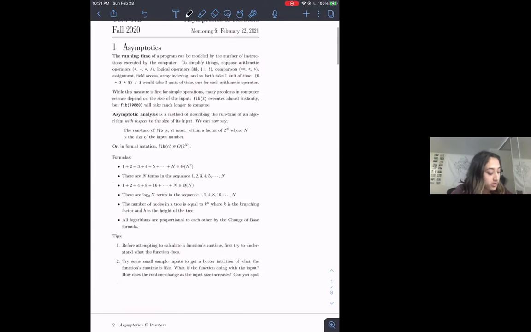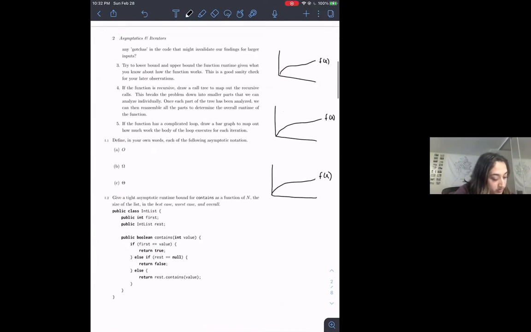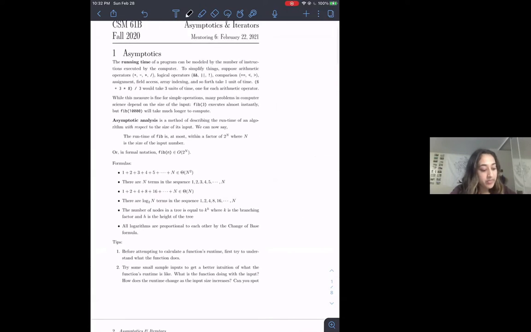Cool, so the first question asks you to define in your own words each of the following asymptotic notations. So here we have big O, omega, and theta. Before we jump into this problem, what are asymptotics? Asymptotics are super important because, as it says up here in the worksheet, it's a method of describing the runtime of an algorithm with respect to the size of its input.